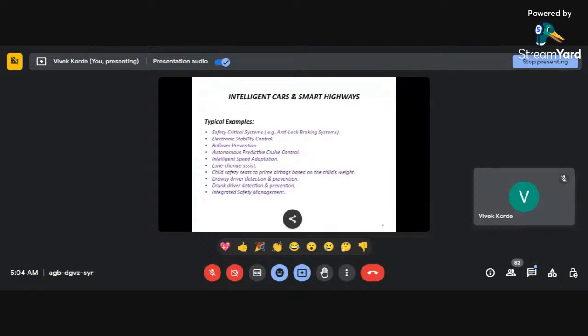Then intelligent speed adaptation, same thing as cruise control. Then lane change assist, child safety seats to prime airbag based on the child's weight. Then drowsy driver detection and prevention. That means if a driver is becoming lazy or going to sleep, then the sensor will make the driver aware to prevent any kind of accident. Then drunk driver detection and prevention is also monitored by such sensors. Then integrated safety management is there. So now these days, driving is also becoming very safe and smart.